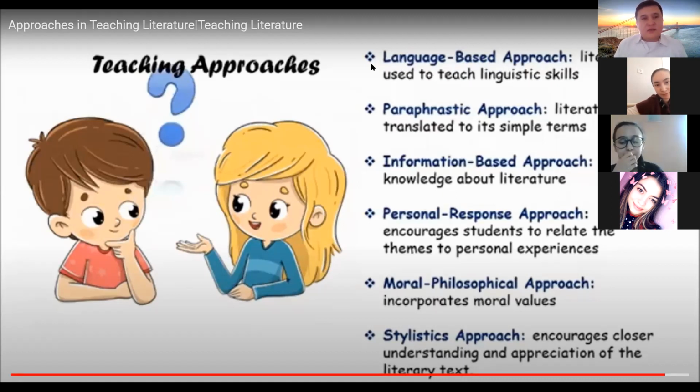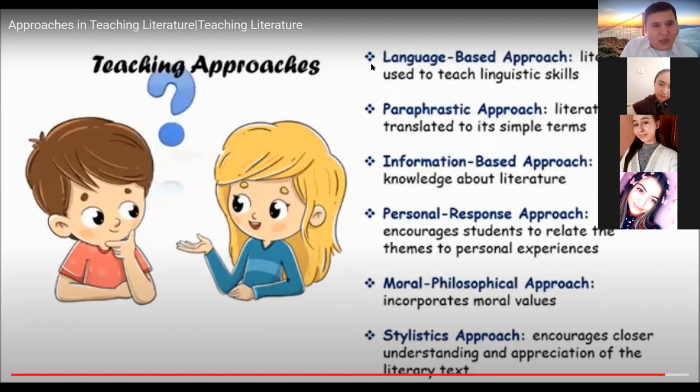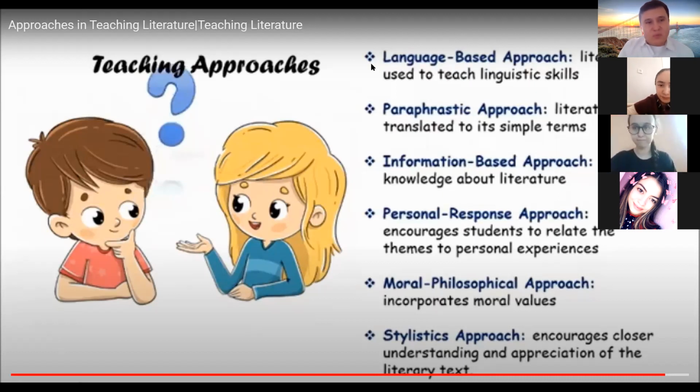In using this approach, you, all future teachers, whether you teach literature or stylistics of the language, it doesn't matter. Anyway, you will be faced with teaching methods, teaching approaches. And while you are teaching, you will teach literature, because in English teaching books we have literature texts, short stories to teach. And in that case, you will use these approaches.